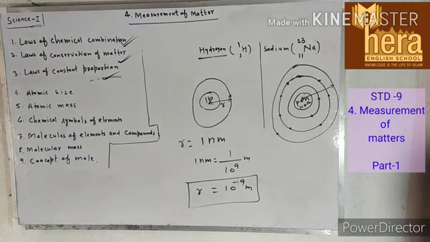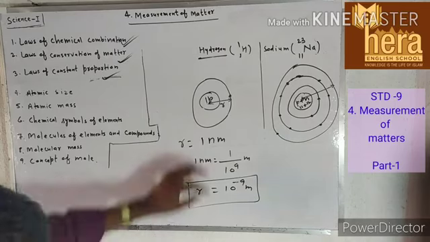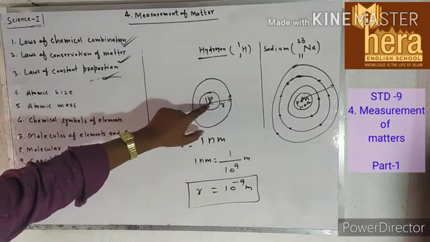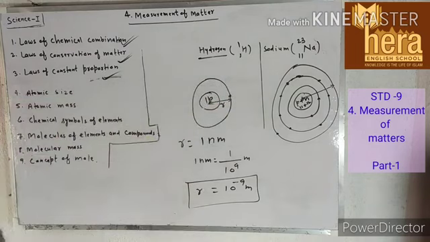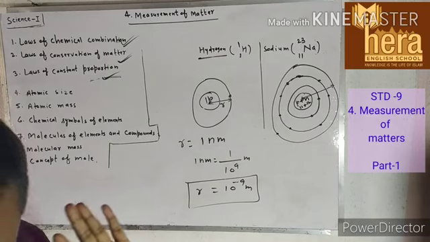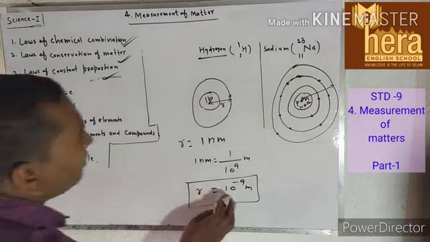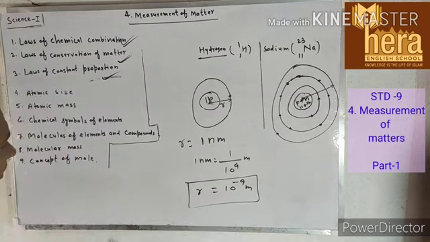The size of an atom is determined by its radius. The atomic radius of an isolated atom is the distance between the nucleus of the atom and the outermost orbit. Atomic radius is expressed in nanometers, as I have explained. Now, the mass of an atom. The next topic is atomic mass.